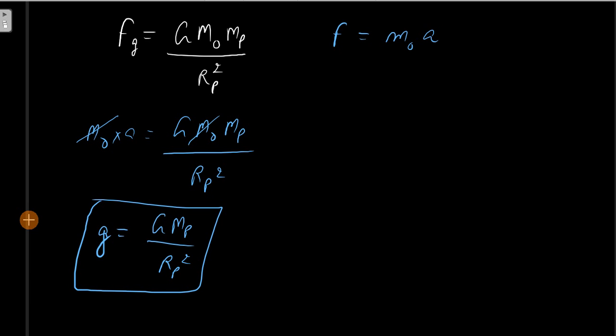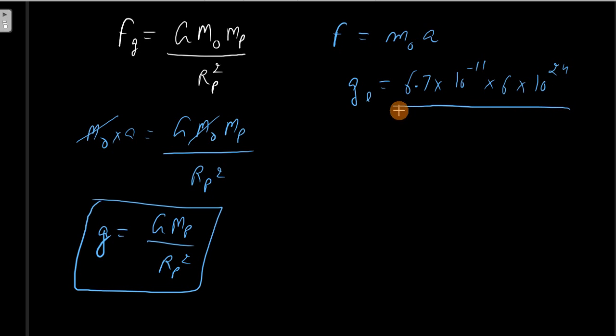For earth, if you want to find the value of small g, you will use the value of G as 6.7 into 10 raised to power minus 11. What was the mass of earth? The mass of earth is 6 into 10 raised to power 24 kilogram. And what is the radius of earth?